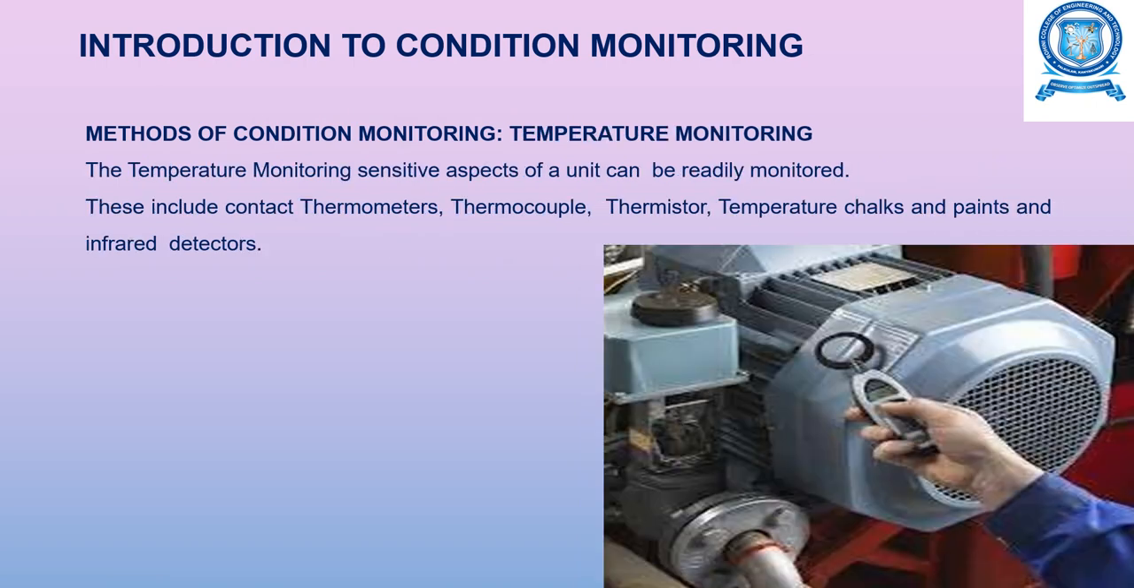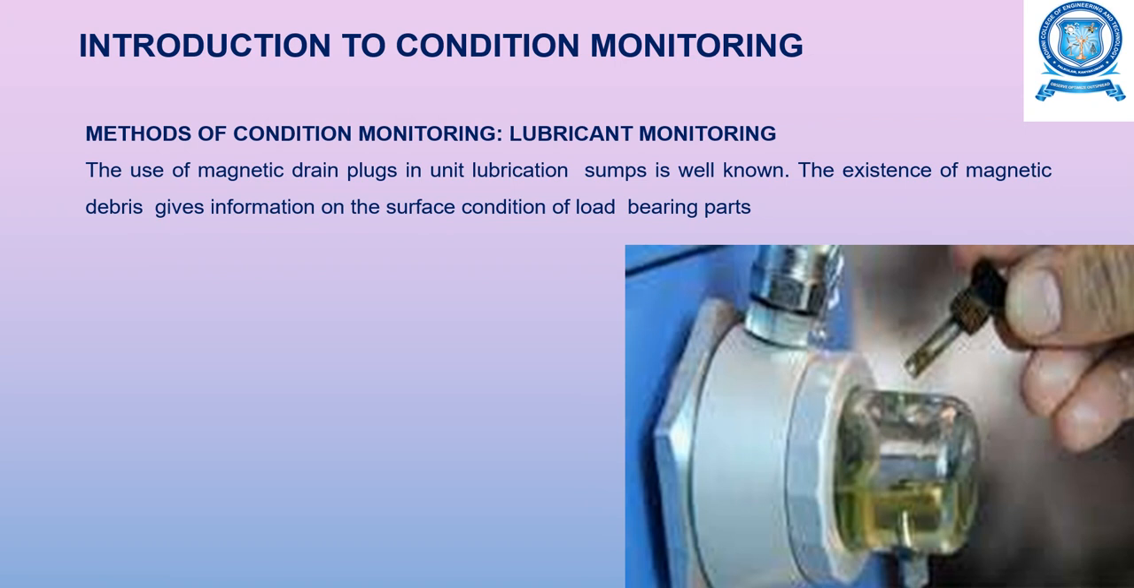So the next one is the temperature monitoring method. The temperature-sensitive aspects of a unit can be readily monitored. These include contact thermometers, thermocouples, thermistors, temperature chalks and paints, and infrared detectors. These are all the temperature monitoring equipment used for monitoring the condition of the equipment.